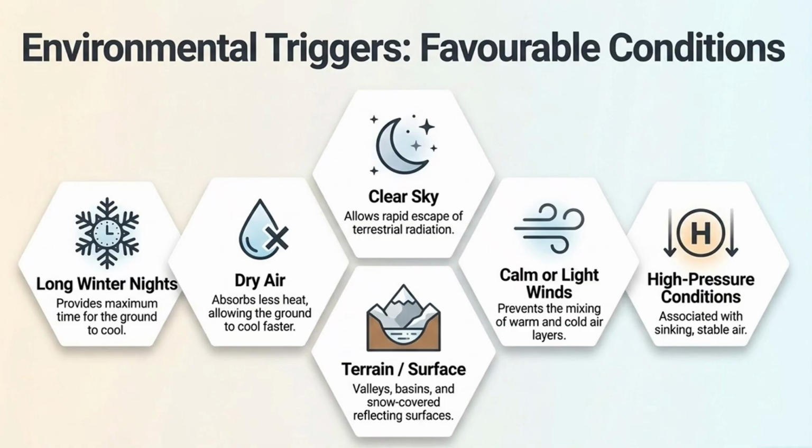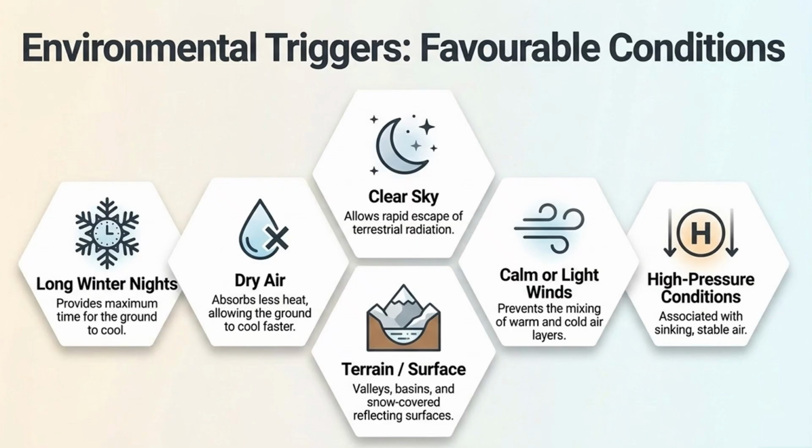Fourth is calm or light wind. If the wind is strong, it mixes the warm and cold air layers, preventing inversion. But when the wind is calm or very light, the air layers remain separate, allowing inversion to develop. Fifth is high pressure condition. A high pressure system creates stable weather. The air slowly sinks and there is very little vertical movement. This helps the cold air stay near the ground.